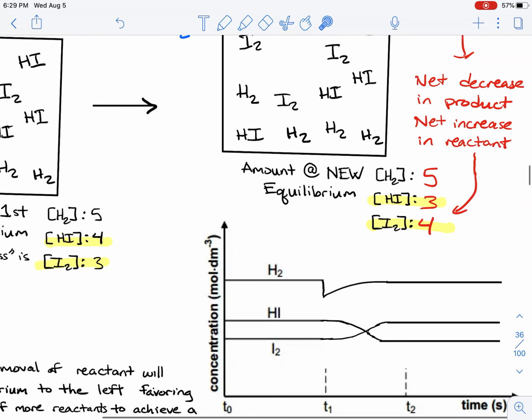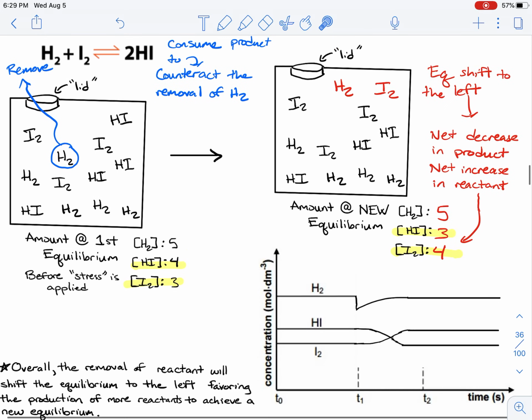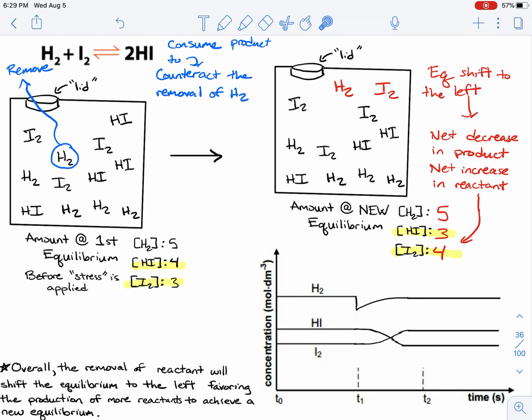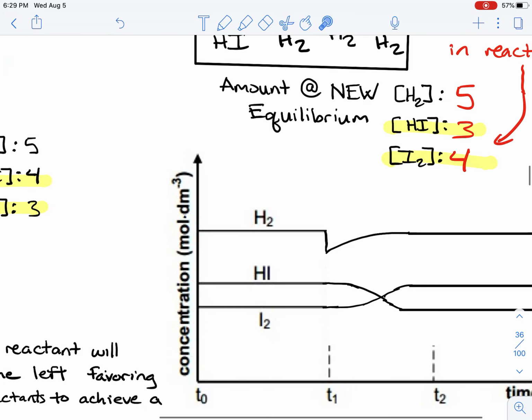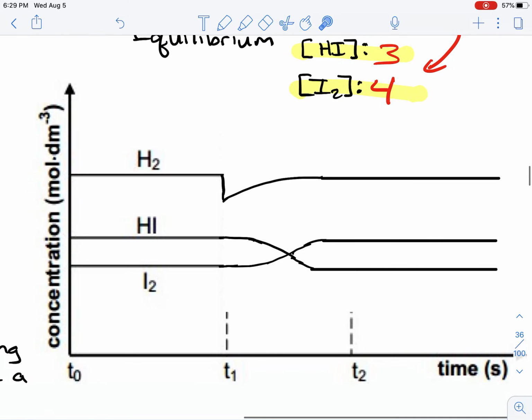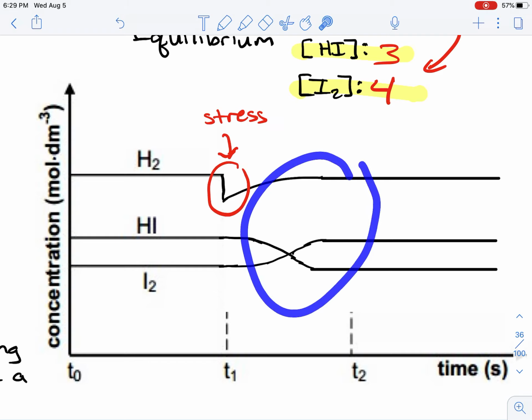And so we can go ahead and diagram this by using this graph. And so I want you guys to notice that the stress was applied at this point in time. And so this region right here is more or less the response.